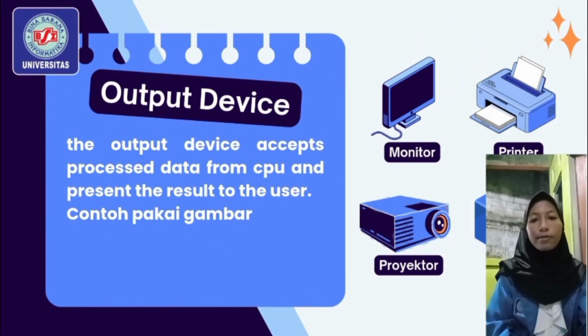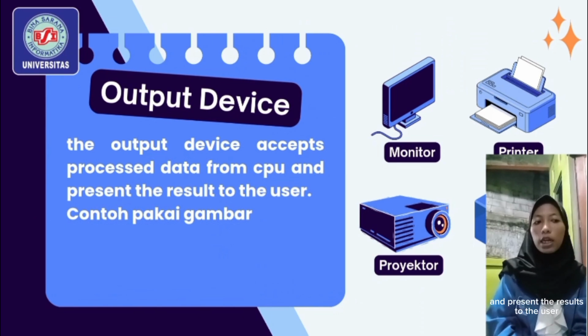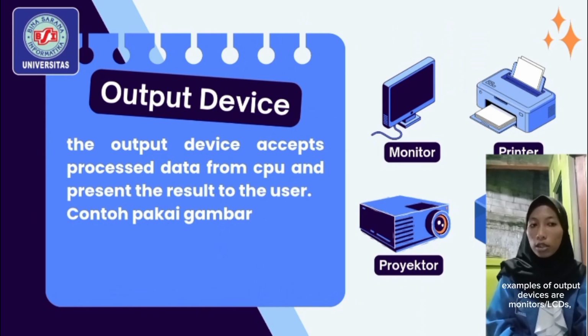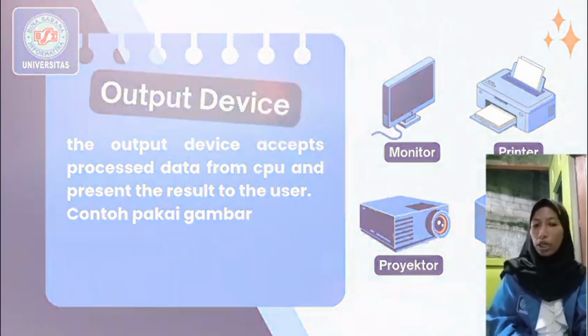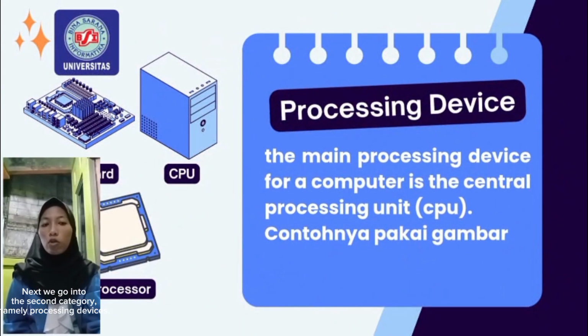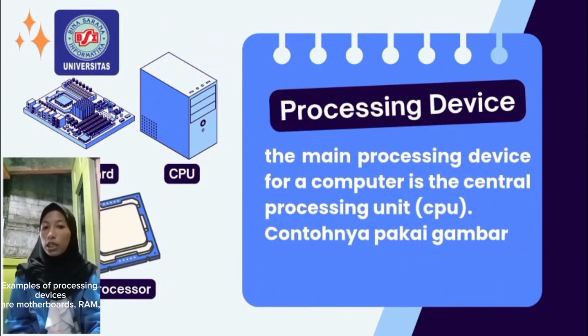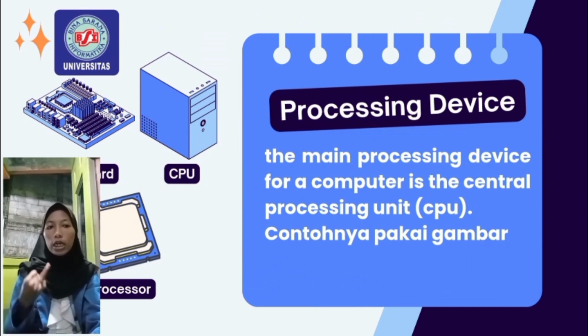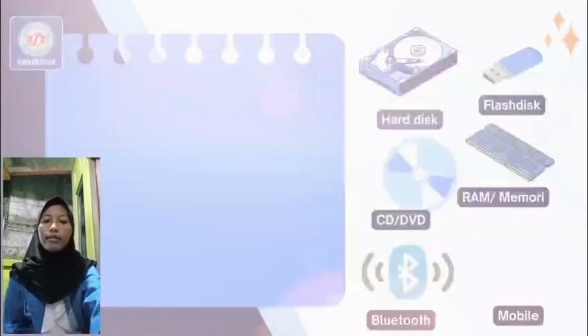Now, output devices. The output device takes processed data from the CPU and presents the result to the user. Examples of output devices are monitors or LCDs, plotters, cell phones, printers, speakers, and projectors. Next, we go into the second category, named processing devices. Examples of processing devices are motherboards, RAM, power supplies, processor, VGA cards, and casing.